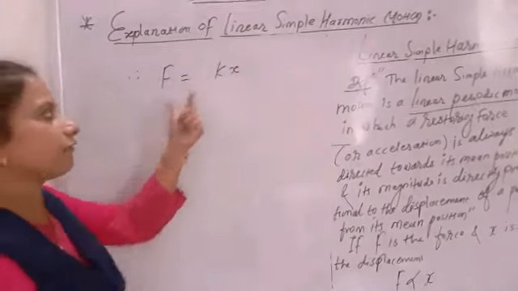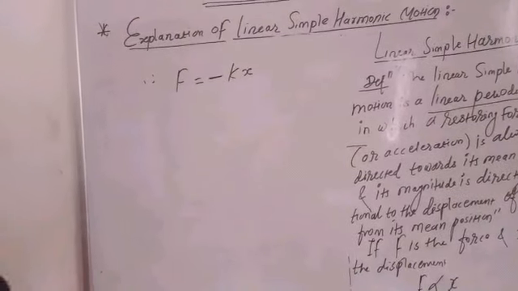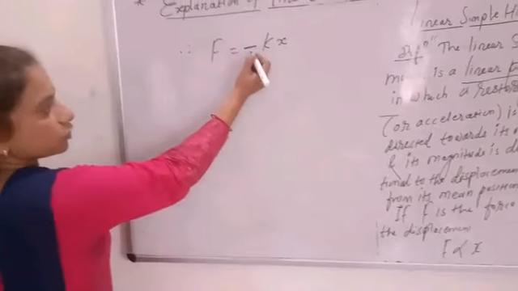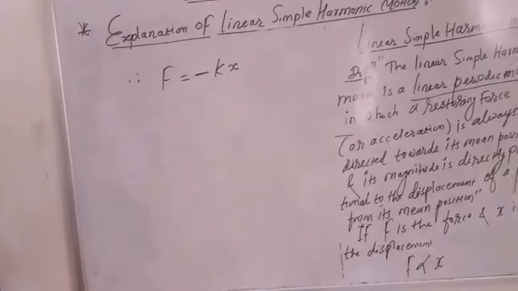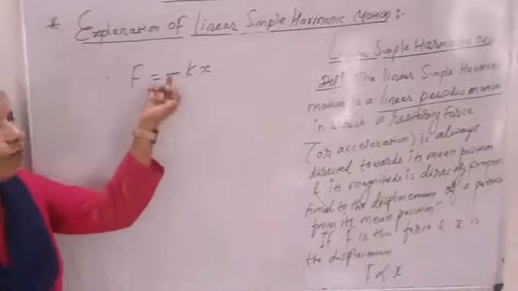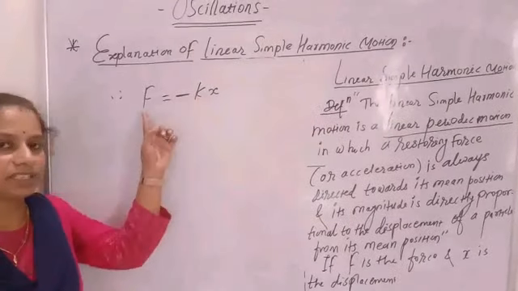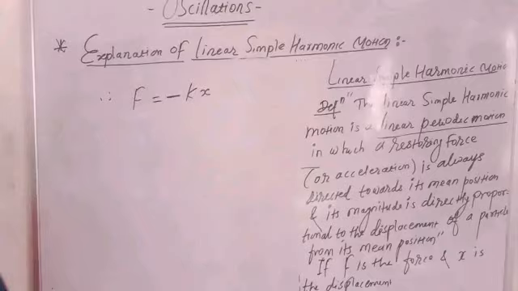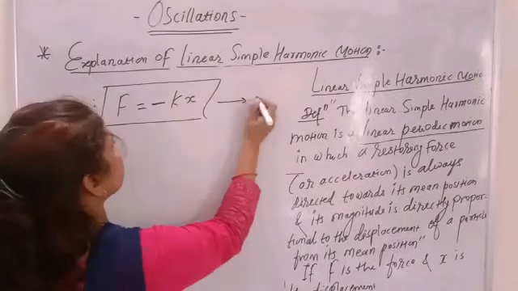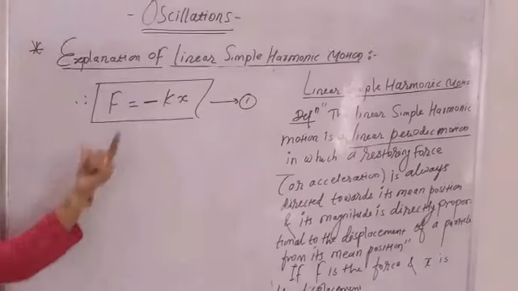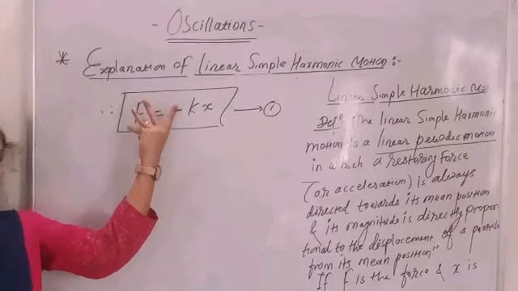Here K is the force constant. Here we put the negative sign. The negative sign shows that force and displacement are oppositely directed. Hence, the restoring force becomes F equals minus Kx. This is the formula of restoring force.